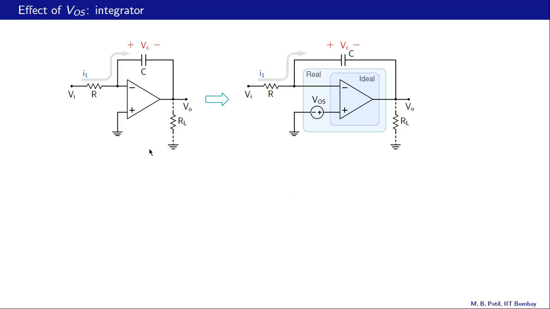Let us consider an integrator circuit now and see how its performance is affected by a non-zero offset voltage. Here is the circuit. This is a real op-amp with a non-zero VOS. So we replace that with this model here. Once again, this part is the ideal op-amp, and the effect of the offset voltage is represented by this voltage source.